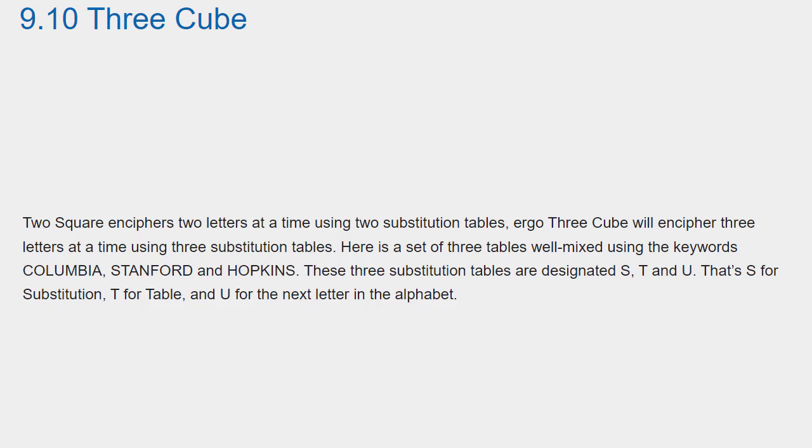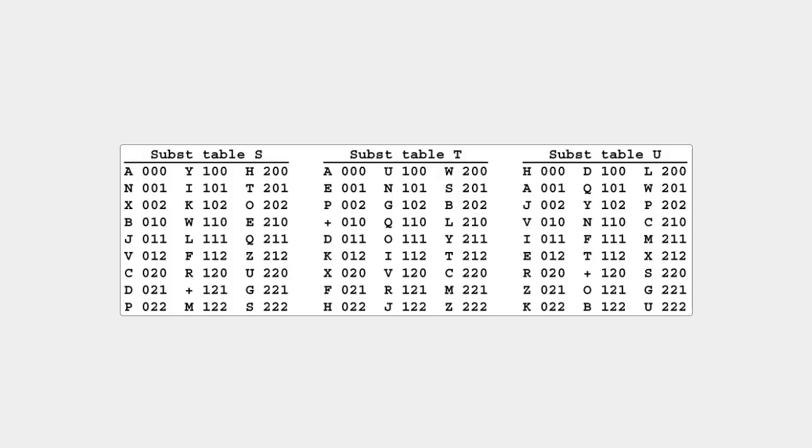Two-square enciphers 2 letters at a time using 2 substitution tables. Ergo, 3 cube will encipher 3 letters at a time using 3 substitution tables. Here is a set of 3 tables, well mixed using the keywords Columbia, Stanford, and Hopkins. These 3 substitution tables are designated S, T, and U. That's S for substitution, T for table, and U for the next letter in the alphabet. The substitution tables correspond the 26 letters of the alphabet and the character plus with the 27 ternary triplets.